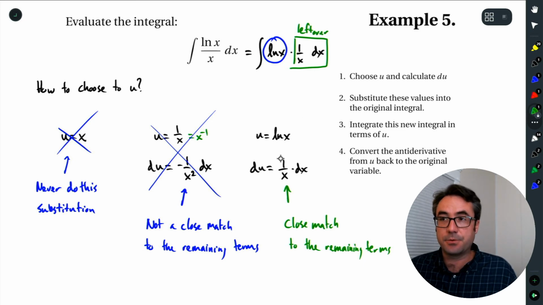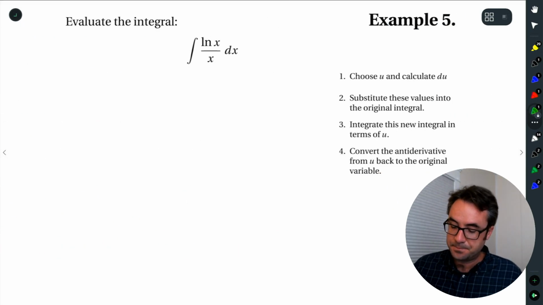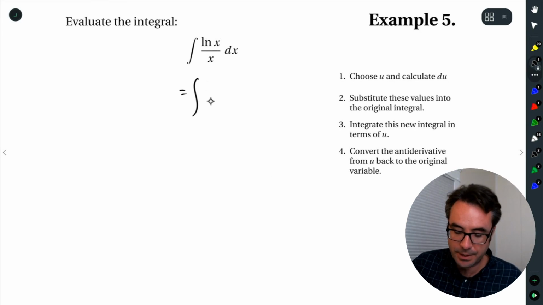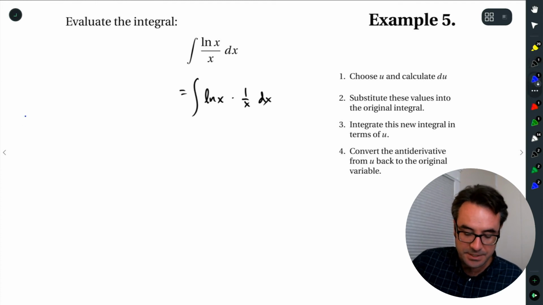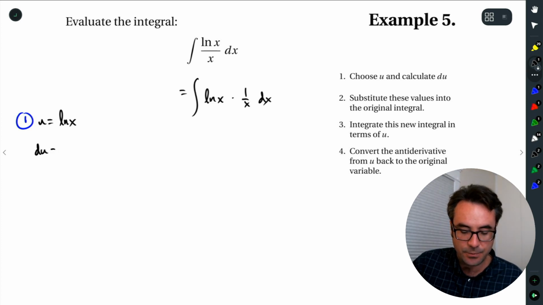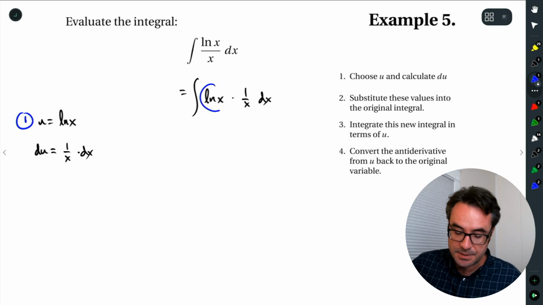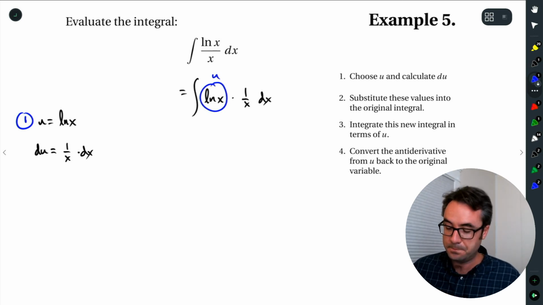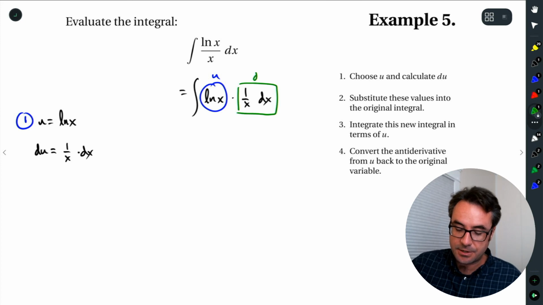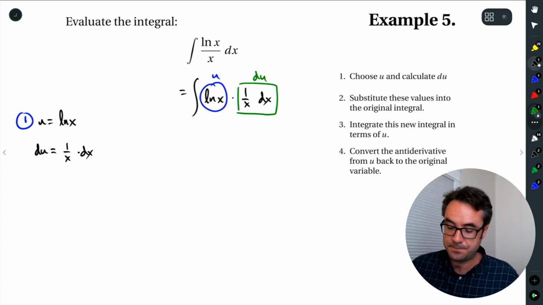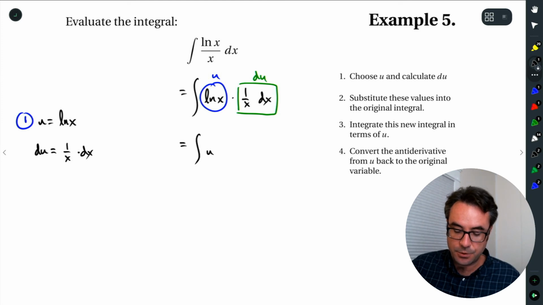All right, so now let's actually go through it. Let's use this substitution. So we had our function rewritten as natural log x times 1 over x dx. We've decided u, so we're choosing u to be the natural log x term, and then we calculated du. What was du? It was the 1 over x times dx. And we're going to fill in our pieces. So the natural log x is our u, the 1 over x dx is our du, and this is a nice perfect match. So we end up with the integral of u du, and that's step 2.